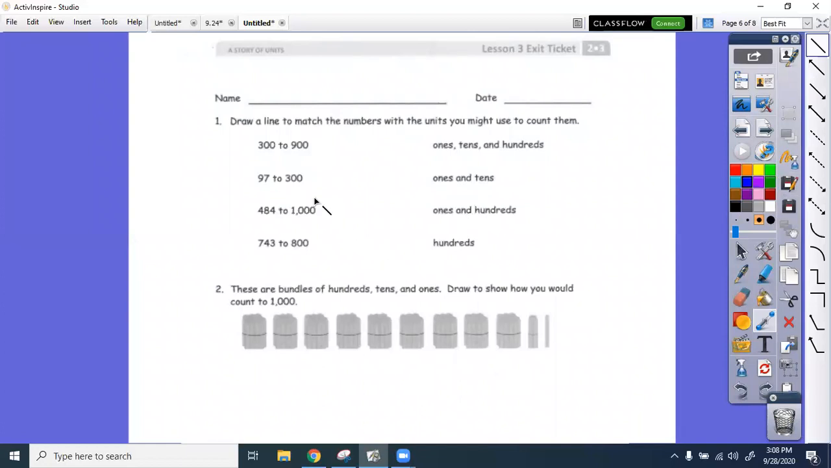Let's start with the easiest one first, from 300 to 900. If both my numbers end in zeros, I know that I'm only going to have to use, shout it out. If you said hundreds, you're exactly right. I just have to use hundreds. Draw a line to match.